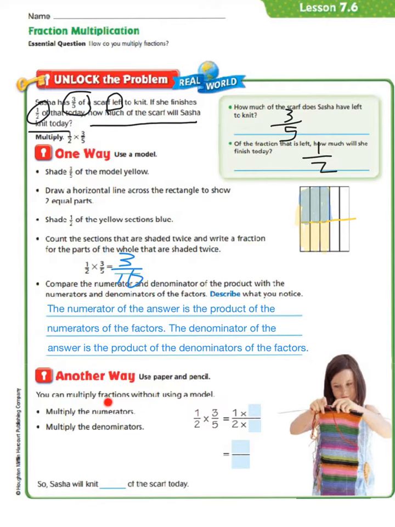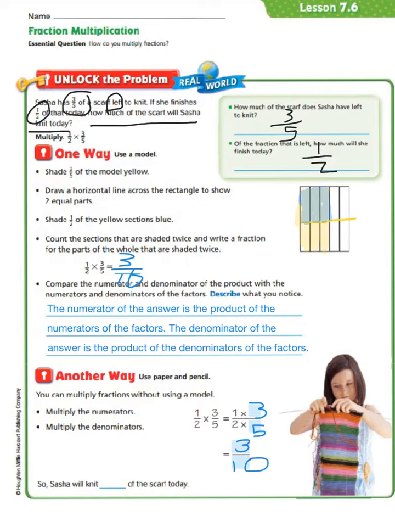Another way that we can solve this is to use paper and pencil. So you can multiply fractions without using a model. The very first step is to multiply the numerators. So we know that 1 times 3 equals 3, because the identity property of multiplication says any number multiplied by 1 is that number. And 2 times 5 equals 10.